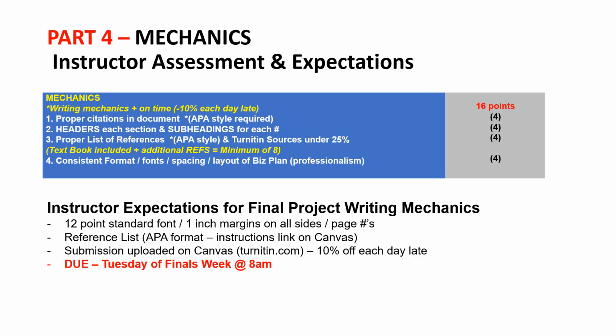All right, mechanics then, as always, you can see it's weighted a little heavier because it's 120 total points. Again, check your previous projects for feedback to make corrections, proper citations, proper format with the headers and subheadings using word titles, and then proper list of references. And again, sources under 25%, outside sources, and consistent format. Professionalism is what we're looking for here.